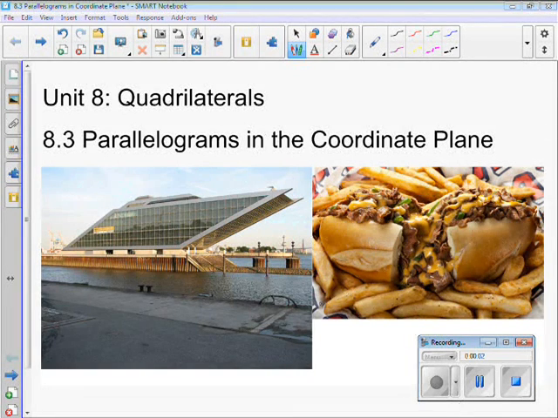Hey everybody, this is Mr. Munson. We are continuing Unit 8 Quadrilaterals. This section is quadrilaterals and coordinate plane, X and Y axis stuff.